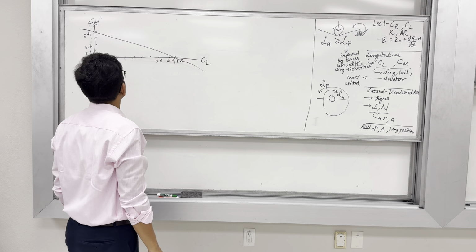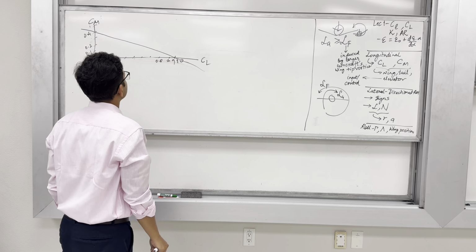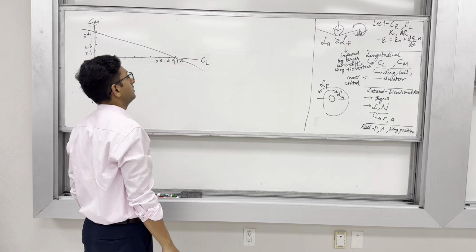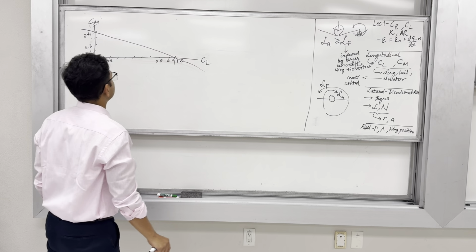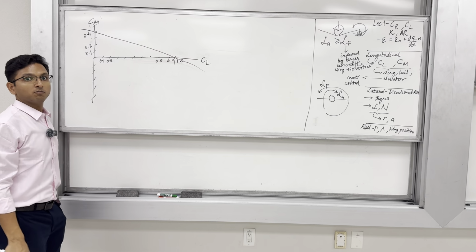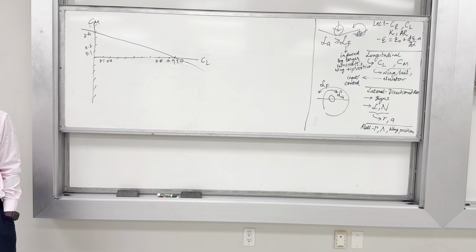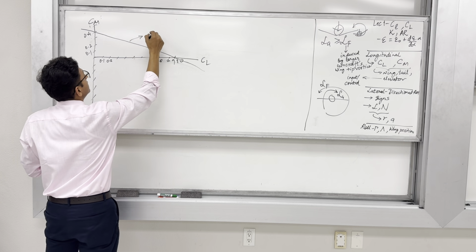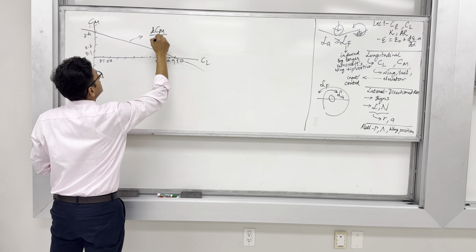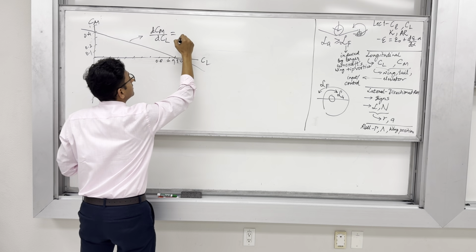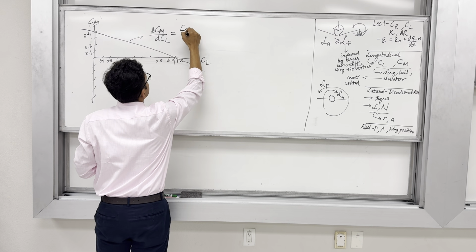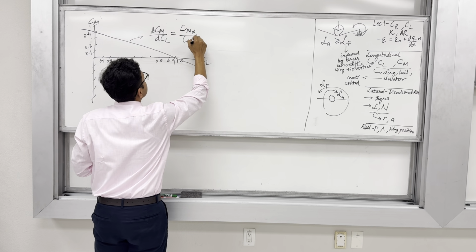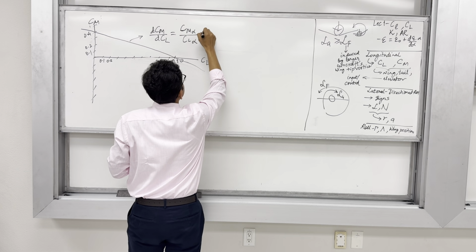First of all, what are some of the important points here that I can directly obtain from this graph? Slope, excellent. So this is dCm versus dCl, which is Cm alpha divided by Cl alpha. Ring a bell?